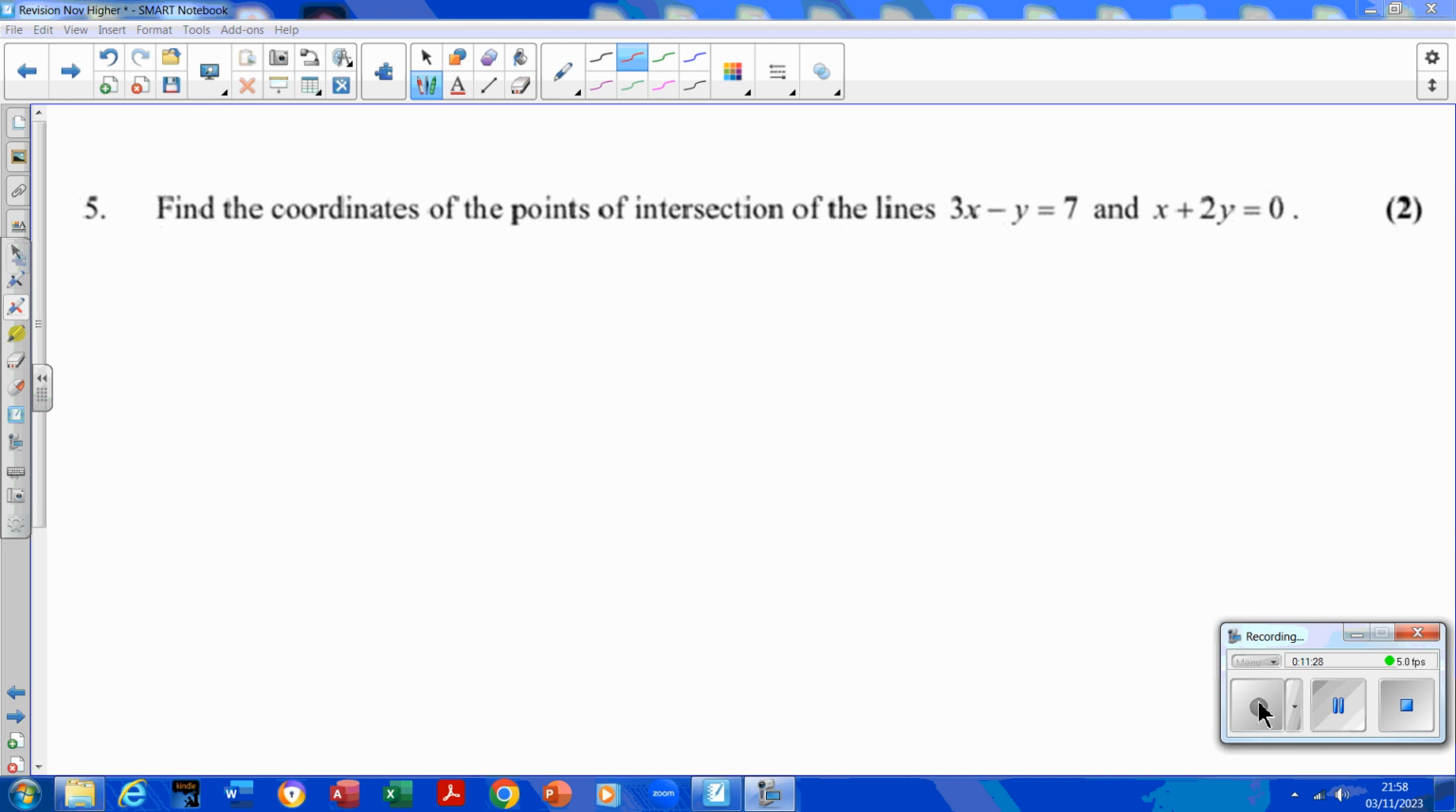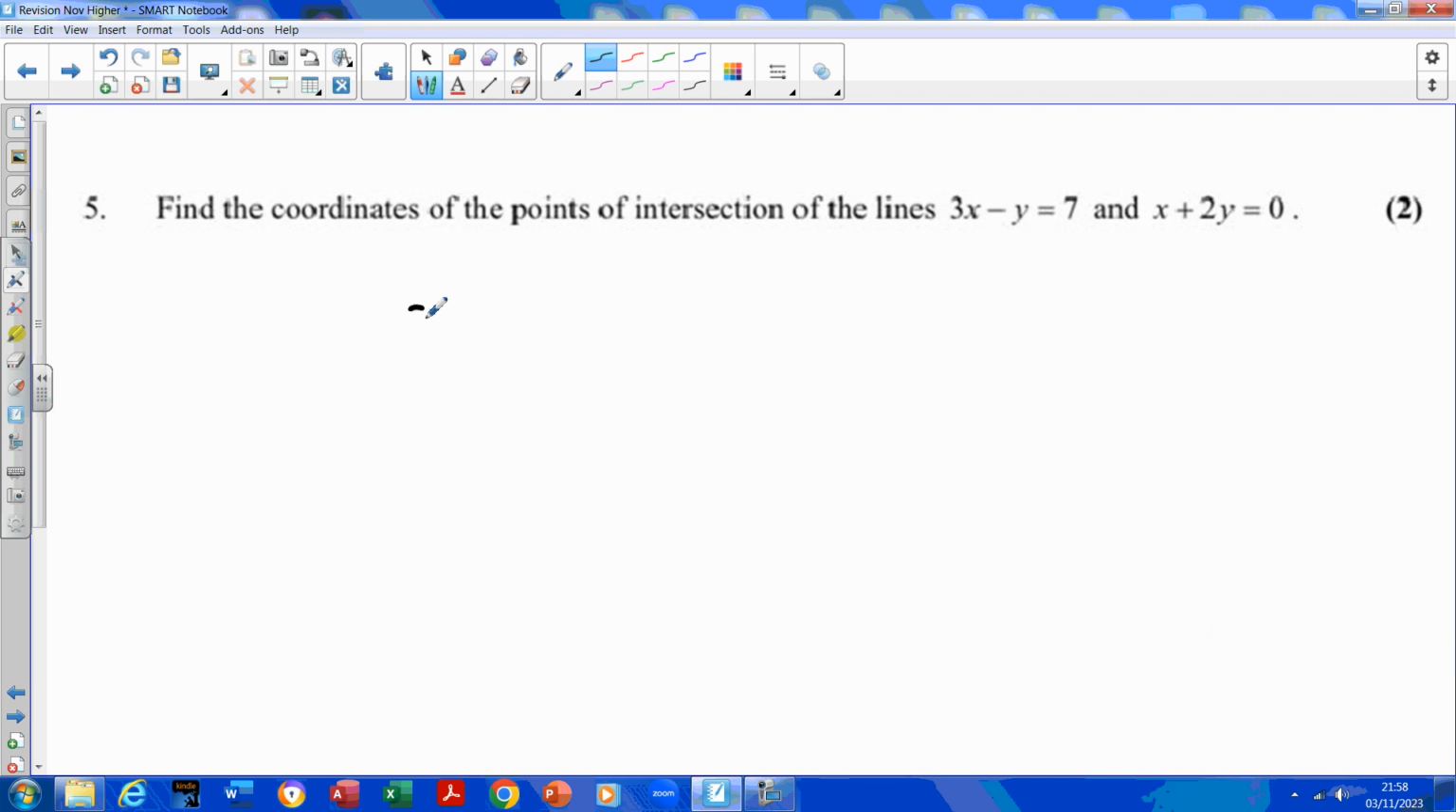Find the coordinates of the points of intersection of the lines 3x minus y equals 7 and x plus 2y equals 0. So when you're trying to find where two straight lines cross, it's just a simultaneous equation. So we've got 3x minus y is equal to 7, and we've got x plus 2y is equal to 0. So we can either eliminate x or y. I'm going to eliminate y.